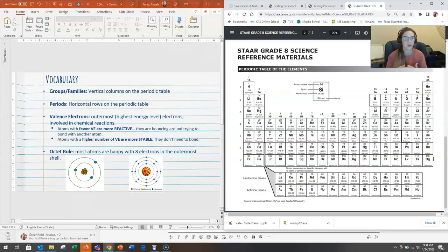Remember in a previous video, I told you that valence electrons are like Velcro. They're the ones that like to stick themselves to another atom to try to bond with it. So they're involved with chemical reactions.